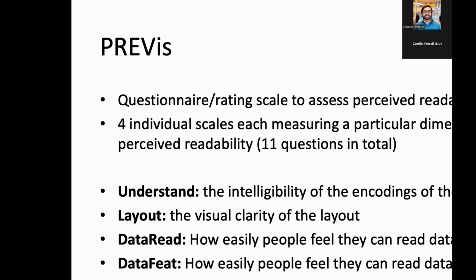One is called PREVIS. It's a rating scale that we can use to assess perceived readability. In the paper, they discuss and define the concept. What do we mean by perceived readability? So I really encourage you to read that if you are interested. But there are 4 individual scales that deal with understanding the layout, the data read, and the data features, which means patterns such as relationships, etc. 11 questions in total.